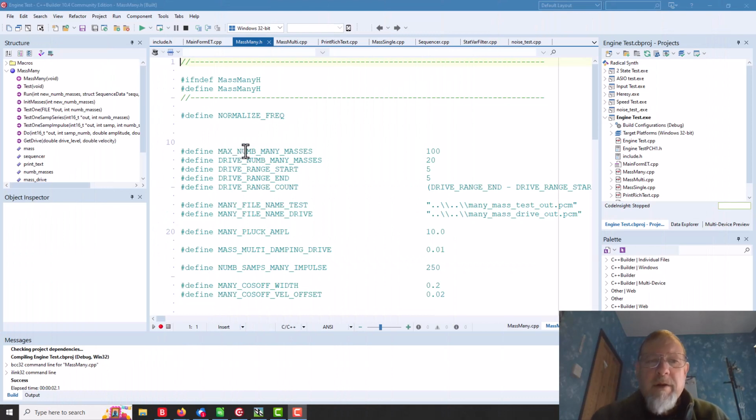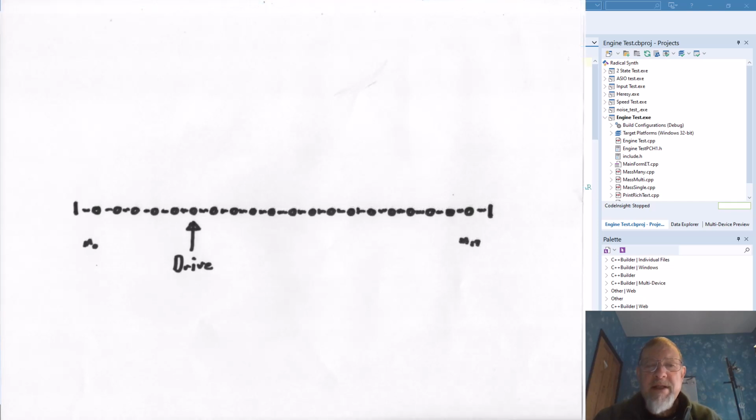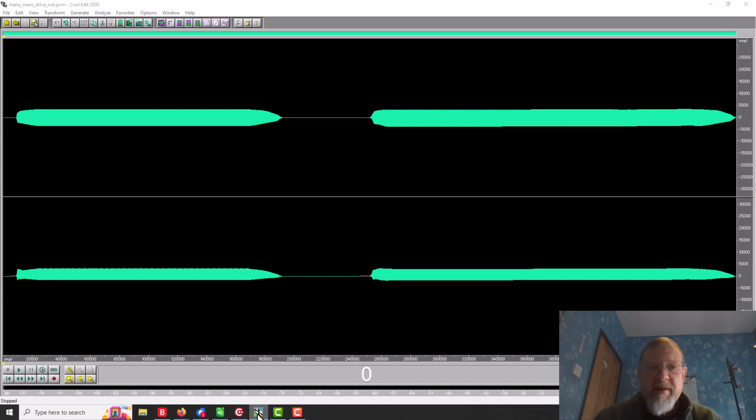Okay, so here we've got 20 masses. See how that fares. We could go up, could go down. We're driving mass number 5, and we're taking as our outputs the 10 and 0, the middle and one end. So we run that up, and what does that give us? That gives us this. Now we have a single tone, which is supposed to be 440 Hertz, concert A, and a rising tone. So that sounds like this.